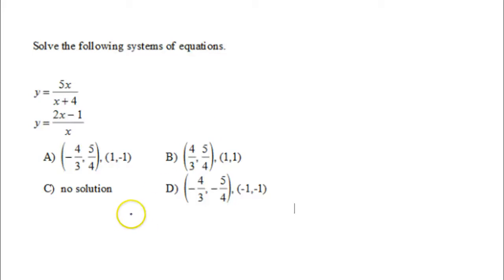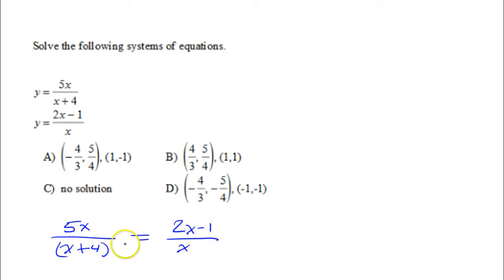Let's solve this system of rational equations. The first step will be to set these equations equal to each other since they both equal y. So that's going to be 5x over x plus 4 equals 2x minus 1 over x.